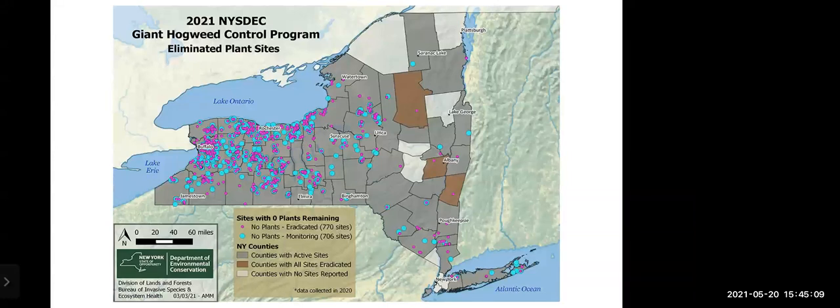This map shows about 1,500 sites where giant hogweed has been successfully eliminated by DEC control crews. The purple dots indicate sites where giant hogweed is confirmed to have been completely eliminated. Blue dots are sites where no plants are present, but that are still being monitored by the DEC.